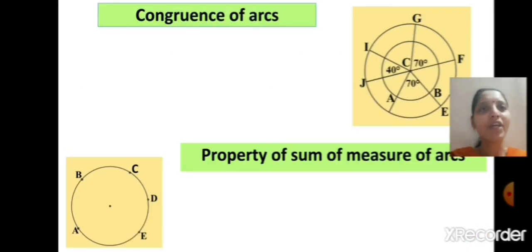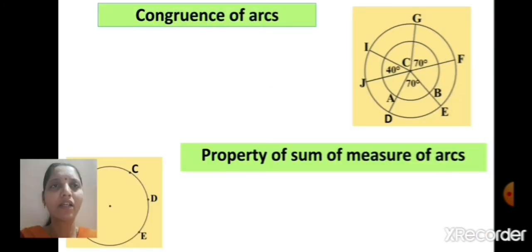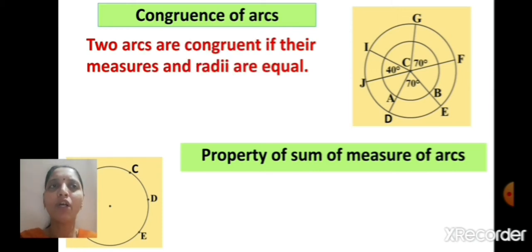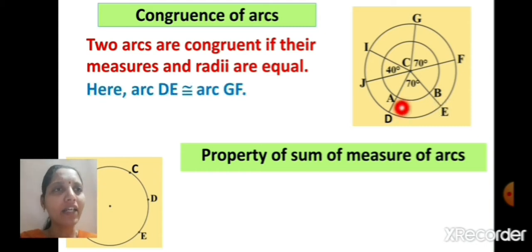Now after that we have seen the congruent arcs. Two arcs are congruent only if their measures and radii are equal. So here arc DE is equal to arc GF because angle DCE is 70 degrees and angle FCG is also 70 degrees, and their radii are also equal. So we can say that these two arcs are congruent.